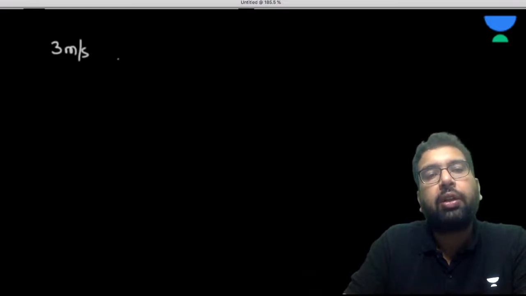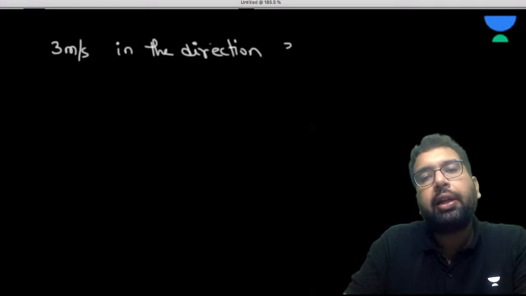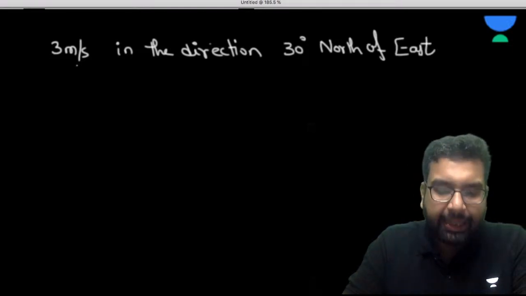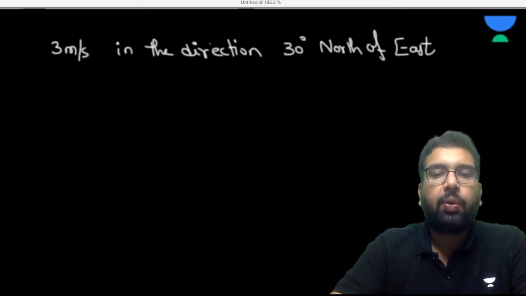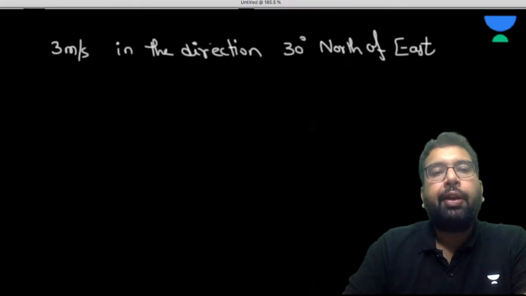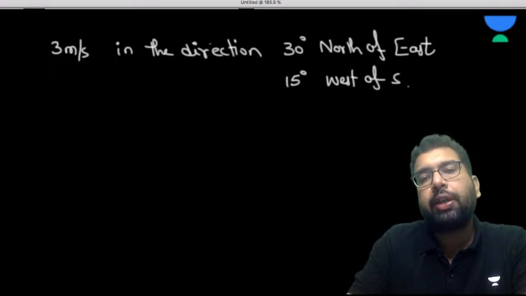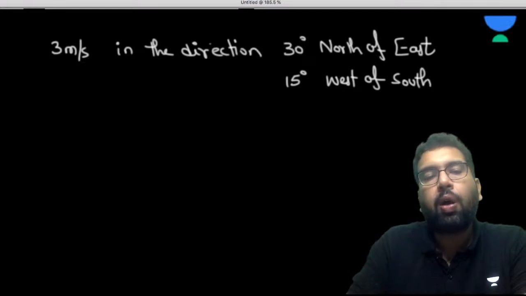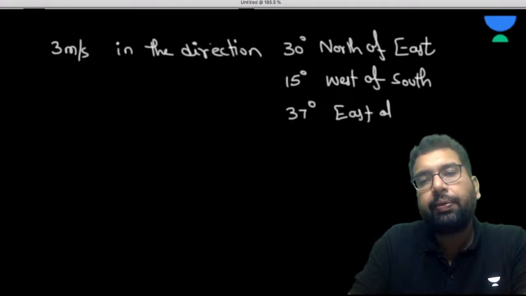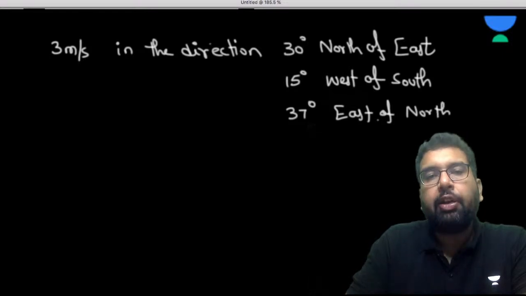Now, if someone says there is a vector, like suppose 3 meter per second, this is the velocity in the direction 30 degree north of east. Or if I say 15 degree west of south, or if I say 37 degree east of north. Now, how are you going to represent it? Will you be able to do it?